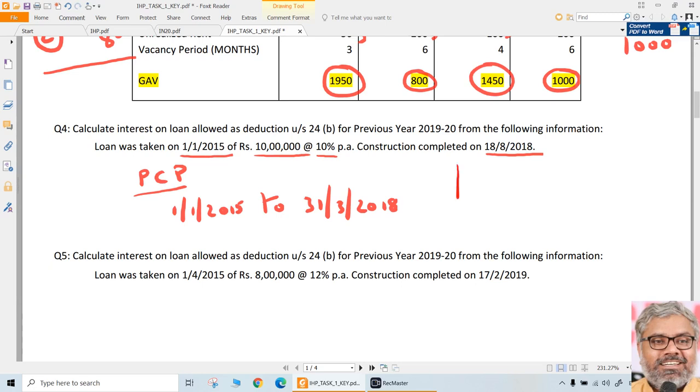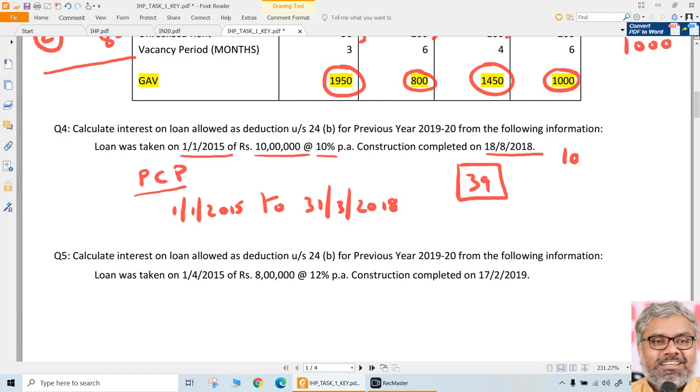So find out how many number of months that would be. So 2015 completely, just 12 months calendar year, full 2015, 2016 completely, 2017 completely, and in 2018, 3 months. So 39 months it would have been. Find out the pre-construction interest then naturally. 10 lakhs into 10%, that is per annum.